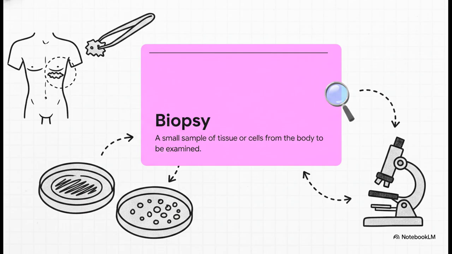While a regular specimen is usually a fluid or an excretion like blood or urine, a biopsy involves actually taking a physical piece of tissue. It's a completely different, much deeper level of anatomical sampling.